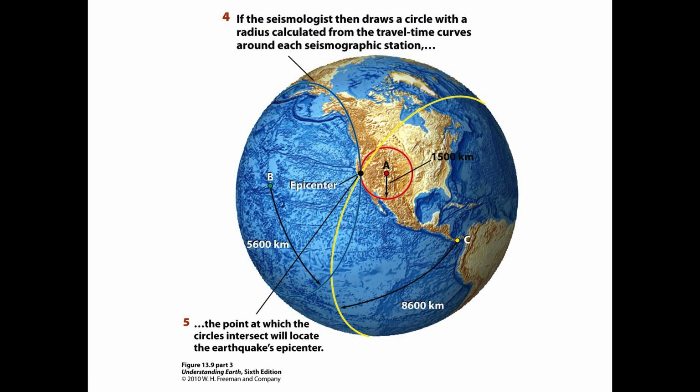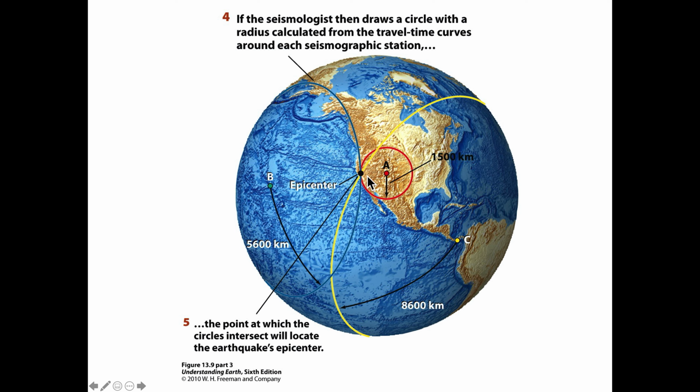If the seismologist then draws a circle with a radius calculated from the travel time curves around each seismographic station, we'll have 3 great circles. One that's 1,500 kilometers in diameter, one that's 8,600 kilometers in diameter, and one that is 5,600 kilometers in diameter.